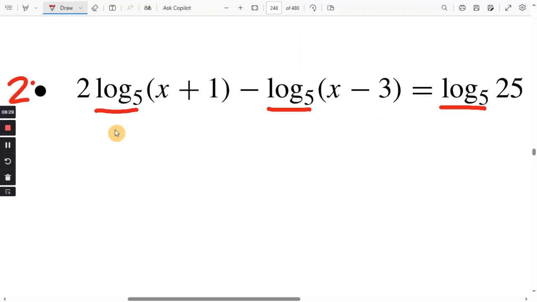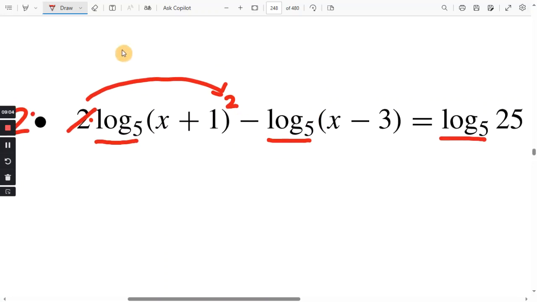So first things first, in order to write it as a single logarithm or condense it, you want to get rid of the exponent. So this is 2 times the log of x plus 1. The x plus 1 is the argument, so this 2 is going to become the exponent on that argument. And I'll just cross off this 2 right here.